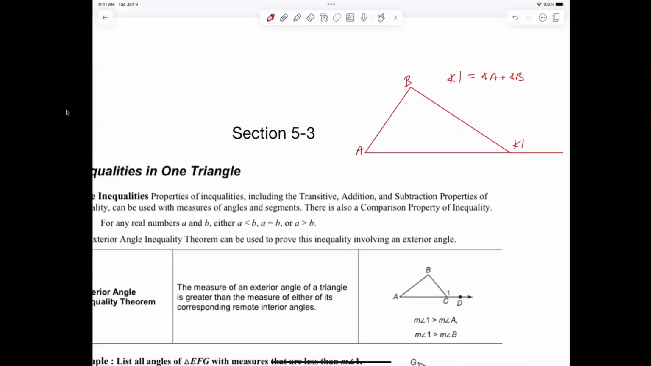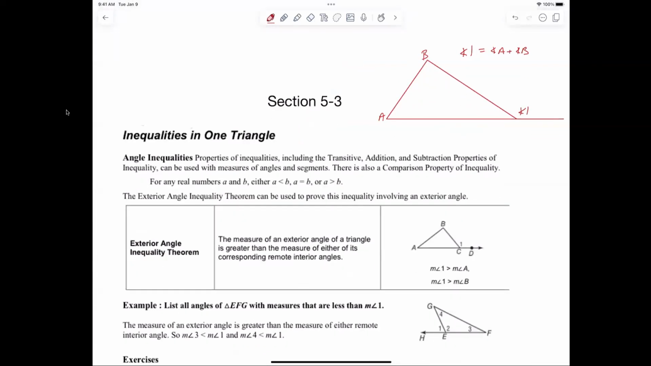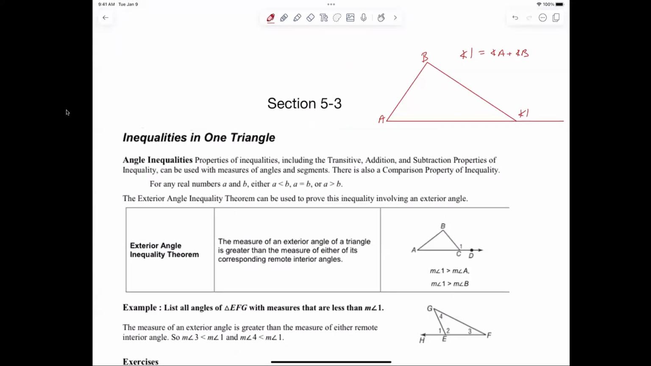Now look how complicated this is. The exterior angle inequality theorem: the measure of the exterior angle of a triangle is greater than the measure of either of its corresponding remote interior angles. Does that make any sense at all to anybody? Of course, that's true. Why do I say that? If A plus B equals angle 1, then angle 1 has to be greater than either one of those.